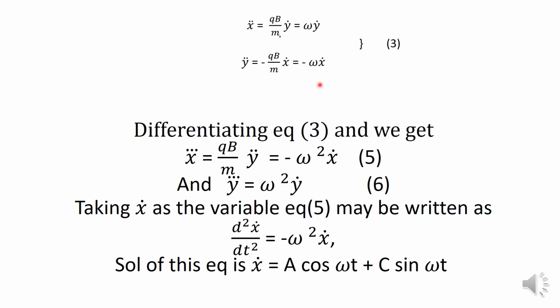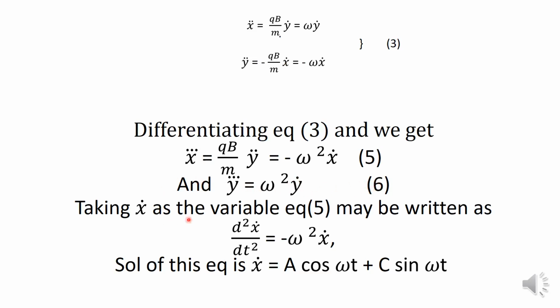Now differentiate equation 3 with respect to time, and we find x triple dot is equal to qB by m into y double dot. Again we have y double dot equal to minus omega x dot. Therefore, putting in the value of y double dot, we find x triple dot is equal to minus omega square x dot, as omega is equal to qB by m. This is equation number 5, and y triple dot is equal to minus omega square y dot. This is equation number 6.